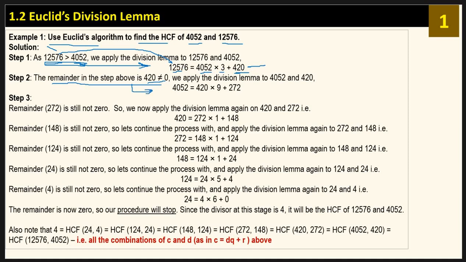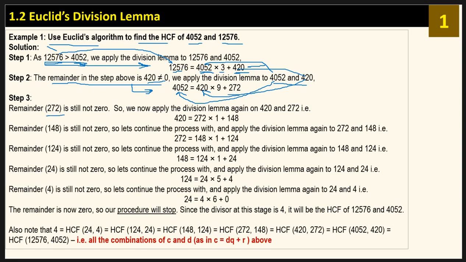And when we apply the lemma, now the numbers will change. The 420, which is a remainder here, will become the divisor here, and 4052, which is the divisor here, will become the dividend here. So we apply the lemma again, we get the remainder 272.